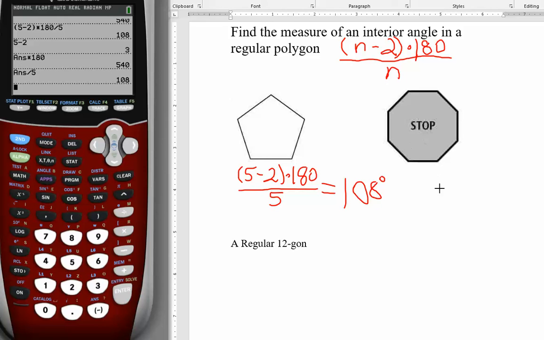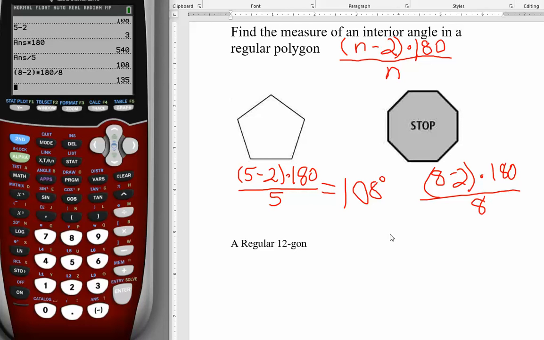Now let's go to the octagon. An octagon has 8 sides, so it's 8 minus 2 times 180 divided by 8. And there we go. We find out that it's 135 degrees.